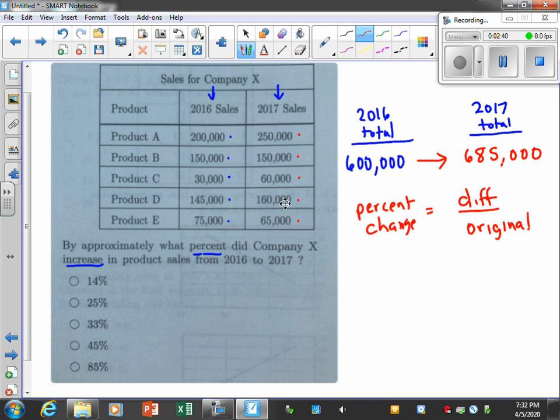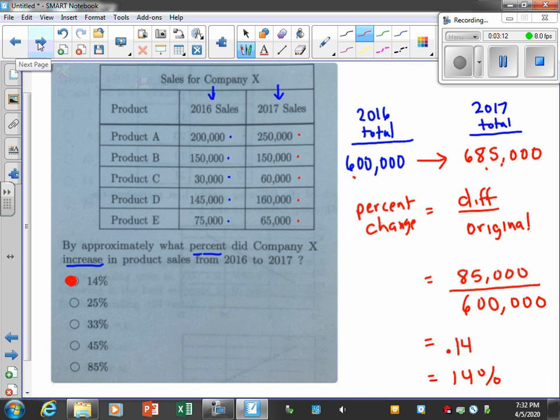Okay, so what is the difference between these two? We take that one and subtract that one. So the difference is, we already said, $85,000, over what was the original, which was 600,000. And you put that in your calculator and it comes out to be 0.14. Well, how do you write 0.14 as a percent? That's just going to be move the decimal 2 places to the right. That's going to be 14%. And it's an increase because it goes up. So what you need to remember is that increase is the difference over the original.